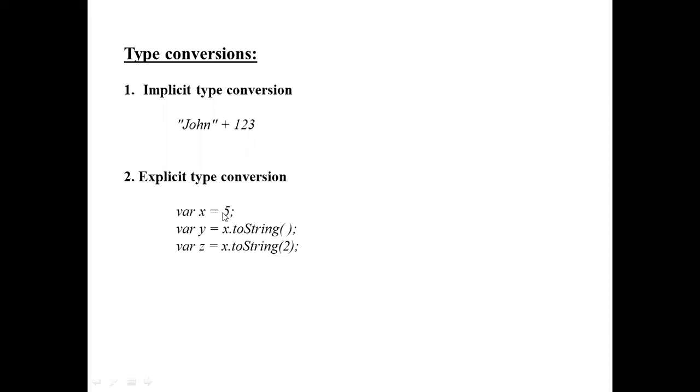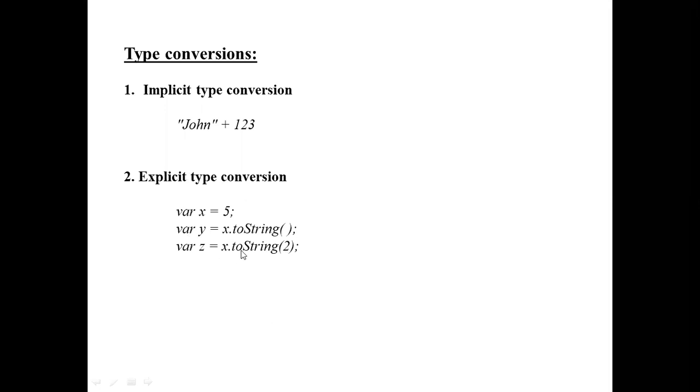Here, x equal to 5. This number 5 is converted to a string using x.toString(). Here toString is the object method. Next, z equal to x.toString(2). So here x is converted to a string in base 2. The value of y is 5, and the value of z is 5 in base 2, that is 101.